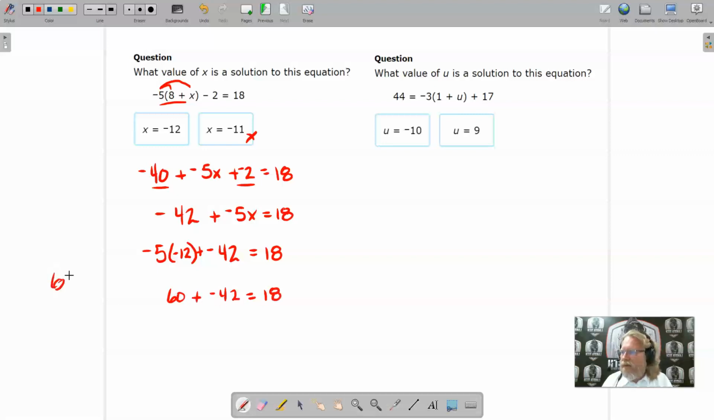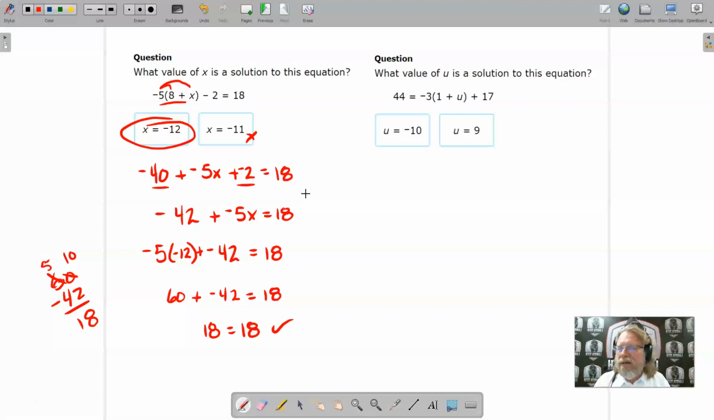So let's go ahead and line that up over here. 60 minus 42. I need to borrow one, right? So the 6 becomes a 5, and the 0 becomes a 10. 10 minus 2 is 8. It looks like we're headed in the right direction. 5 minus 4 is 1. Voila, it equals 18. Does 18 equal 18? Indeed it does. So x equals negative 12 satisfies this equation.